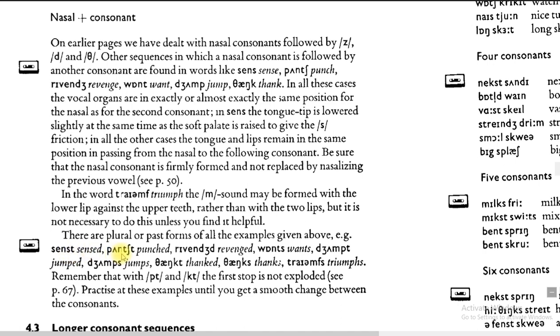The same with punched. So we have 1, 2, 3: n, ch, and t. And this is the case for all the examples. The examples we gave you, we read them, but just with ed added, or the plural s or the third person singular s. The important thing is there is an s that is pronounced either as s or as z.